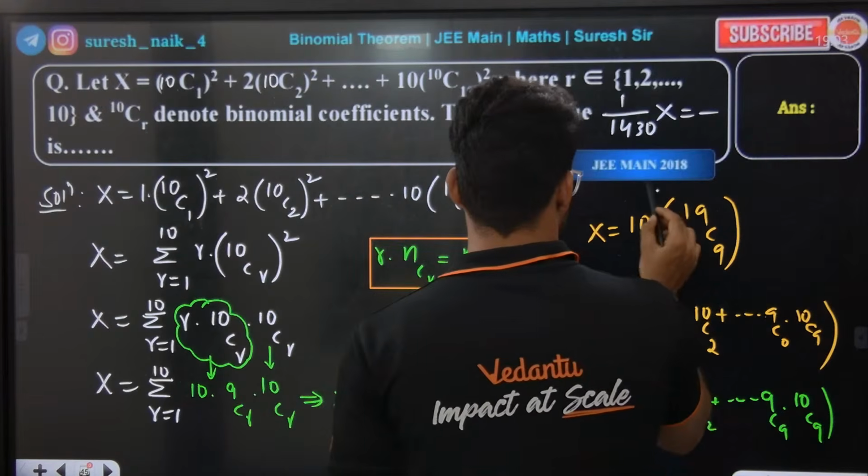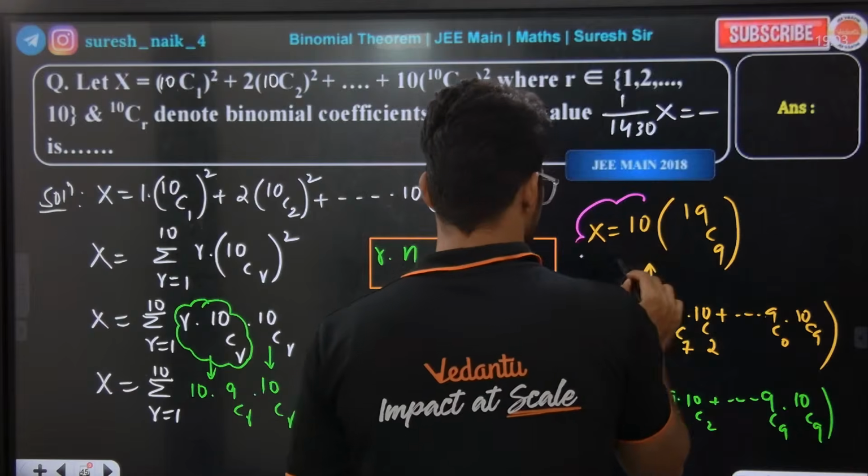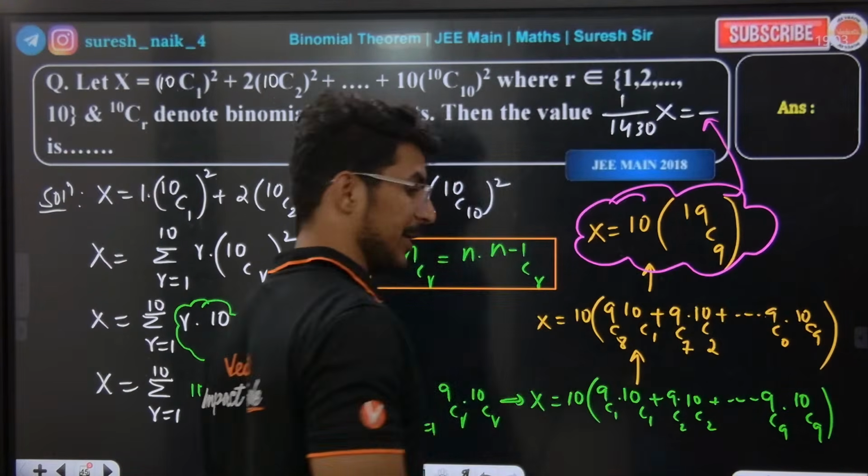Once the x value comes, put it back here and you will get the answer. Hope you are getting the point.